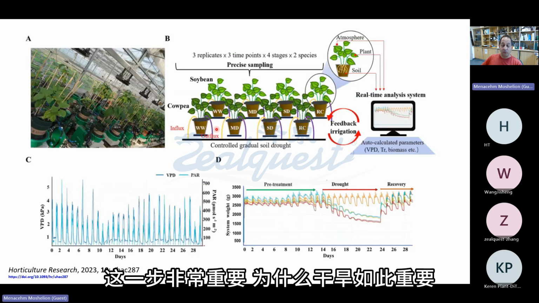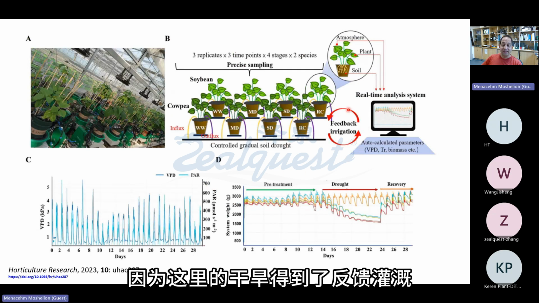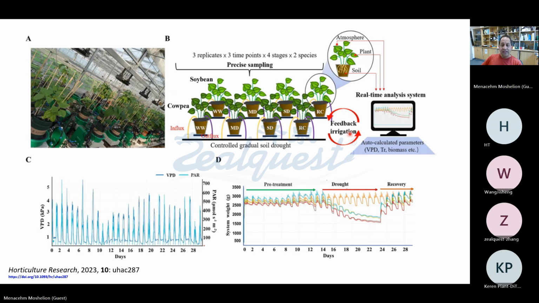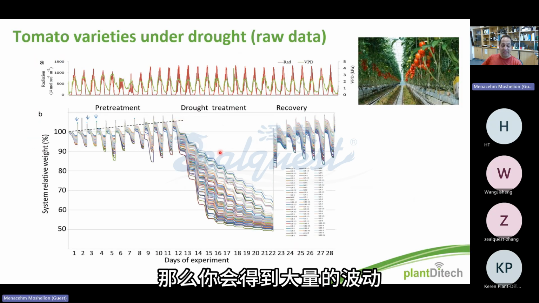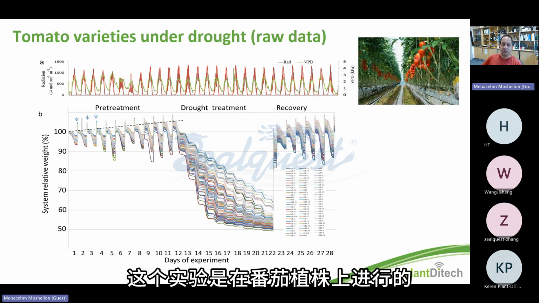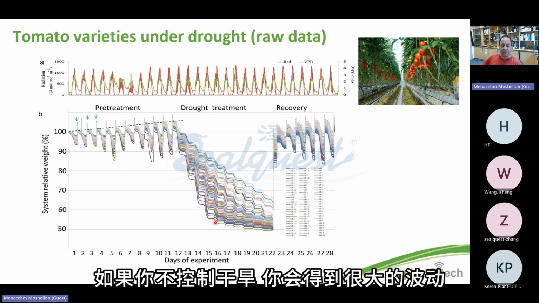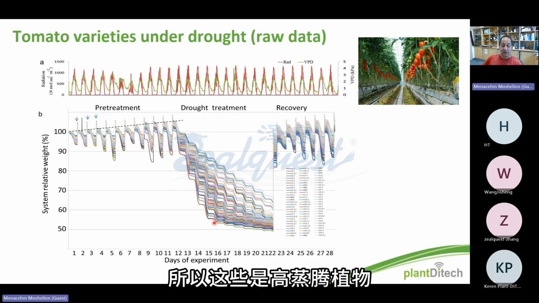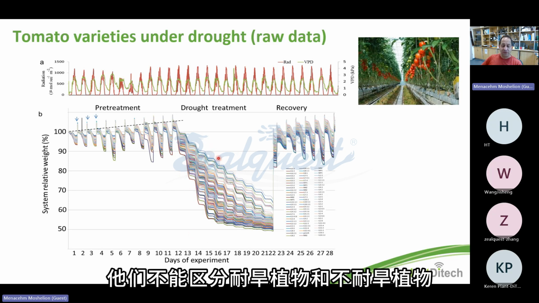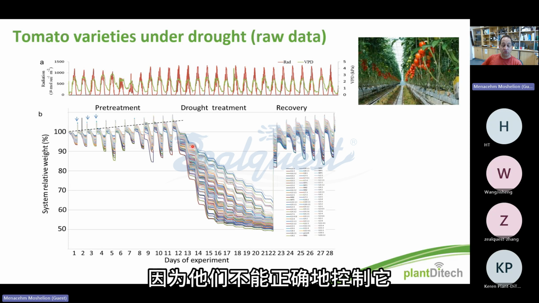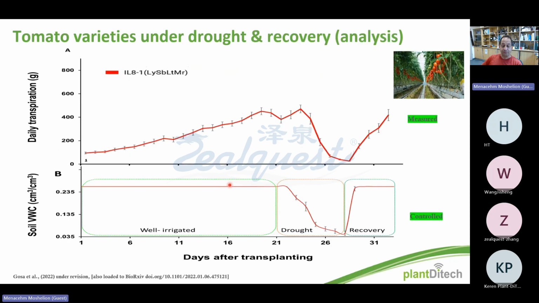Why is this system so important? Why is this regulation so important? Because here the drought was feedback irrigated. If you do not control the drought, then you get a big variety. This experiment was done on tomato plants. Here the drought treatment was not controlled. And what you see here is that if you do not control drought, you get a big variation. So these are highly transpiring plants, and these are lower transpiring plants. This is a big problem. So in this paper, they could not separate the drought-tolerant from the non-tolerant plants because they could not control it properly as they should.